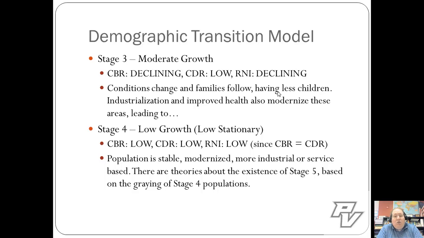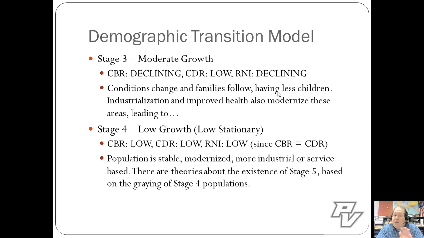Conditions change, families follow suit. They start to slow down and they're not quite as big as they used to be, having less children than before. Industrialization, improved health also increases life expectancy, improves general welfare. You're having people live longer, better lives. The more they modernize, the better off they're getting. They eventually reach stage 4.